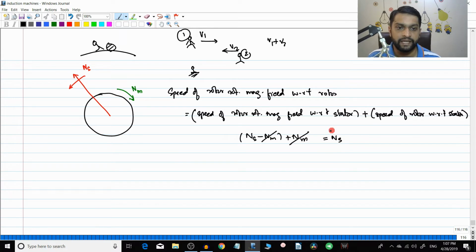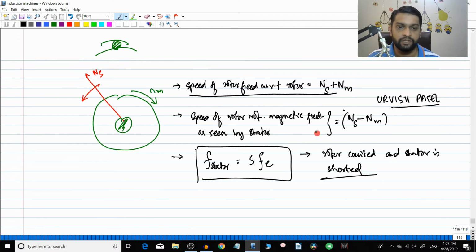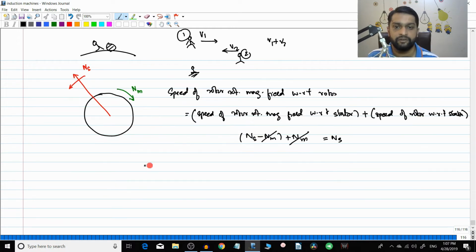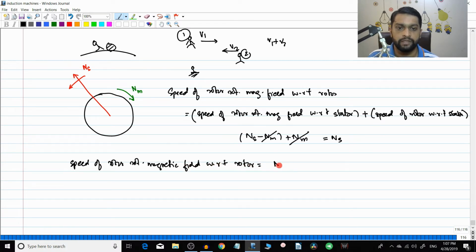So this is the mistake I made here. In the previous video I told it is ns plus nm. It is not ns plus nm. It is just ns. Okay. So the speed of the rotor rotating magnetic field with respect to the rotor, not the stator, with respect to the rotor will be equal to ns.